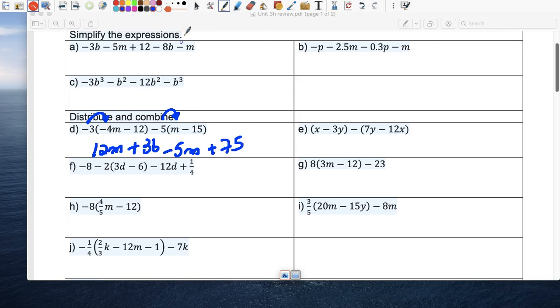Can we combine like terms? Yeah, we combine these two guys here. This and this can be combined. You get 7m. Positive. Oops. And then 36 and 75 is just going to be 111. Right? Because 30 plus 70 is 100, and 6 plus 5 is 11, so you get 111.